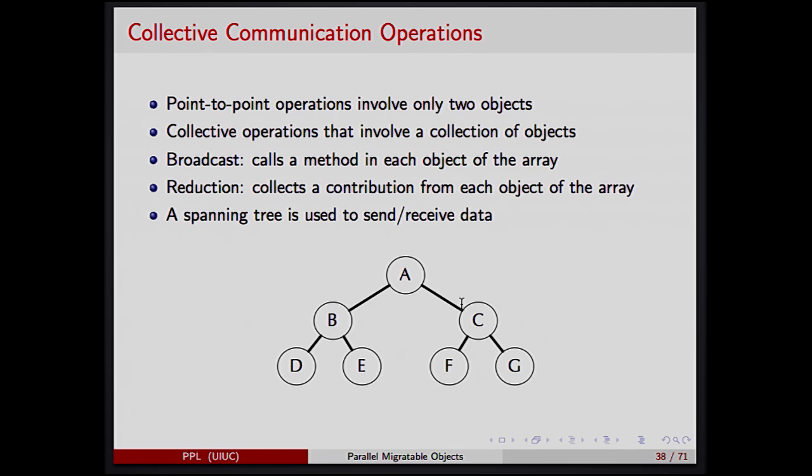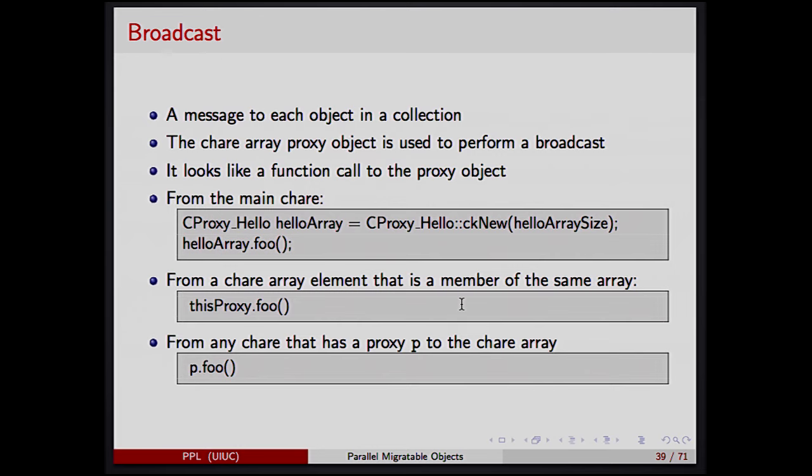Collective communications, you actually can do reductions and broadcasts. Broadcasts are very intuitive and straightforward. Remember, hello array is, for example, here being created as a collection of objects. So CkNew hello array size is declared as a one-dimensional collection. So if the hello array size is 25, it's going to create 25 objects of type hello array and give each one of them an index and spread them across the system, right?